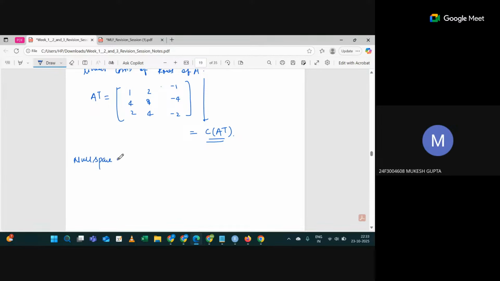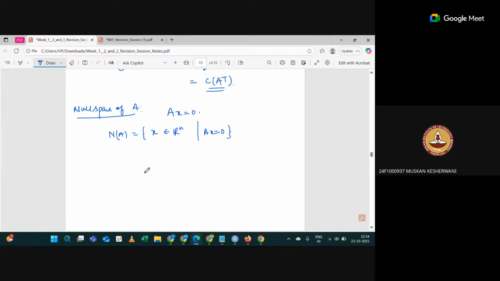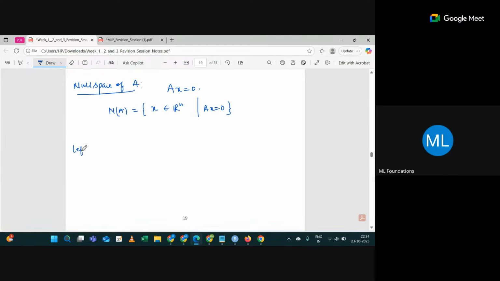Number of variables, zero elements and number of free variables. Basically, we have to solve for the set of all vectors in Rn such that Ax equals 0. So the null space is the set of all vectors in Rn such that Ax equals 0. What about the left null space? What is the idea about left null?